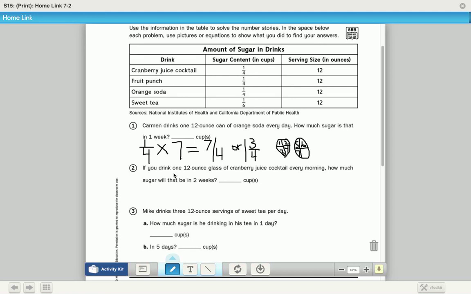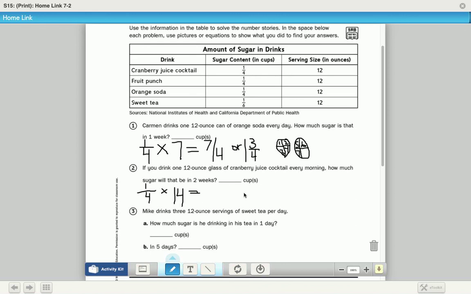Now, if you drink one 12-ounce glass of cranberry juice cocktail every morning, how much sugar will that be in 2 weeks? Well, the cranberry juice has 1/4, same as the orange soda, but now you're drinking it for 2 weeks. So in 2 weeks, there would be 14 days. So 1/4 times 14 instead of 7. Now, you may have realized that 14 is twice as much as 7, and this stayed the same. So our answer should be twice as much, okay?